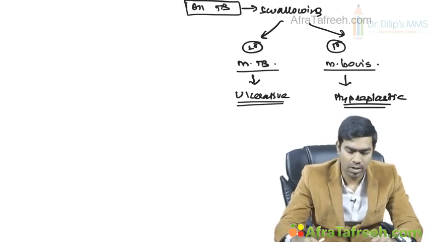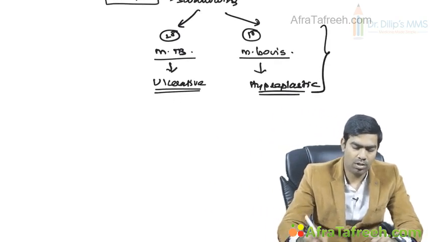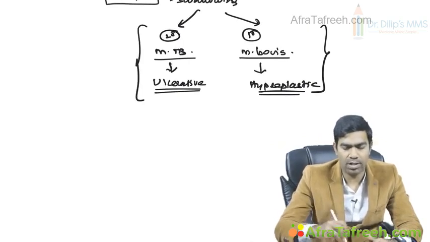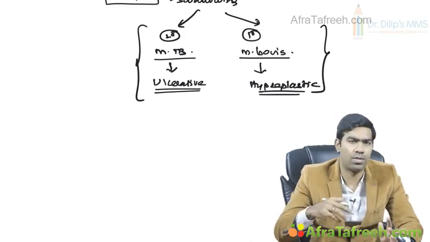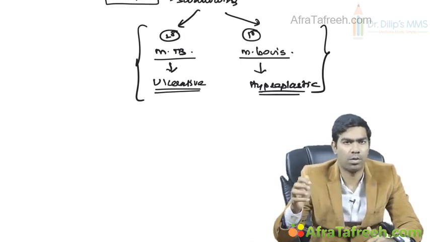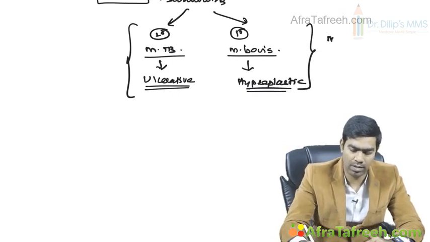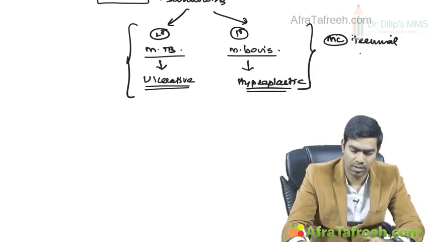So we are going to see what the ulcerative forms and the hyperplastic forms of tuberculosis are. But almost all types of tuberculosis, either the ulcerative form or the hyperplastic form, whether it's due to bovis or due to Mycobacterium tuberculosis, doesn't matter. They affect the terminal ileum most commonly, the cecum and the terminal ileum extremely commonly.